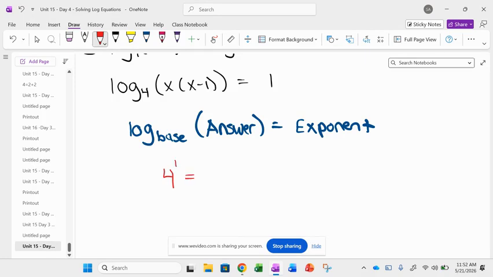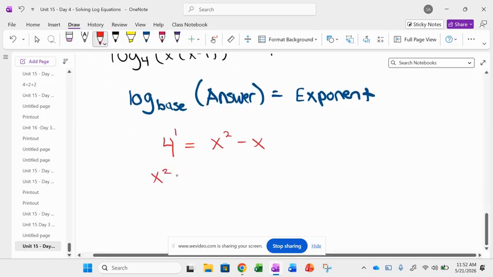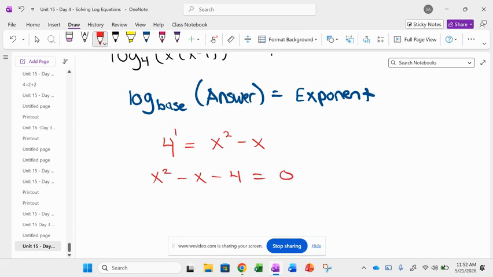To the first power, yep, 4 raised to the first power equals my argument, which, are you guys okay if I write x squared minus x? I just distributed in that x. Now I can look at this and say, oh, I think I need to factor, so I have to subtract that 4 over. But then I realize, can I factor this? No, there's no factors of 4 that will ever add to 1. Never going to happen. So what do I have to use since I can't factor it?